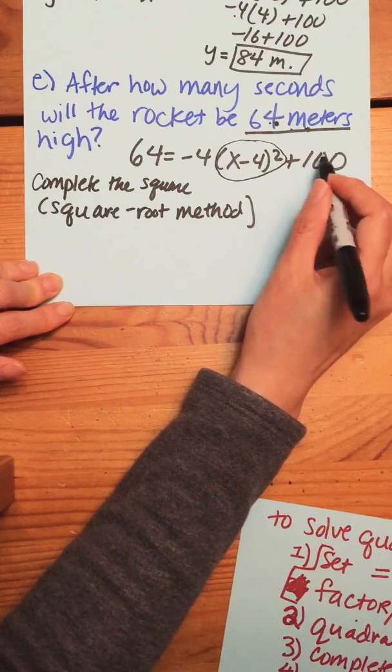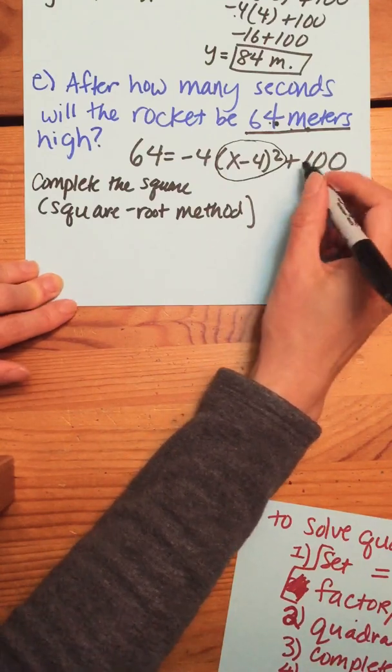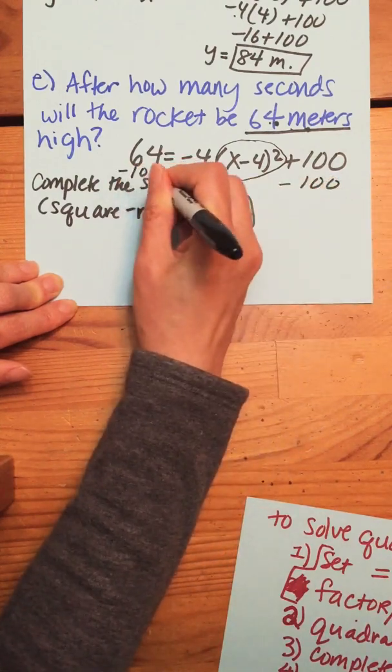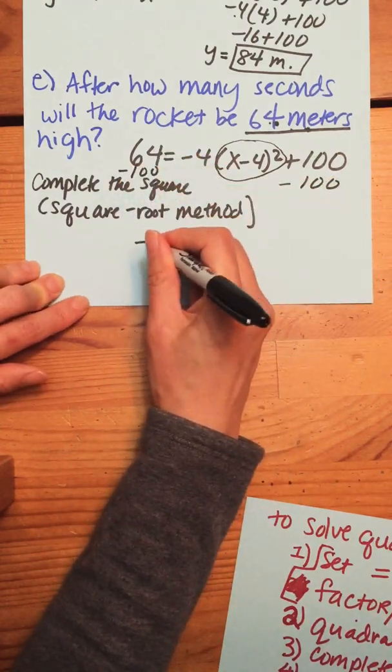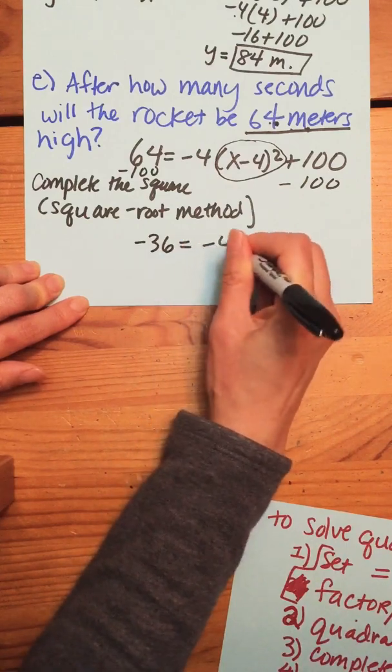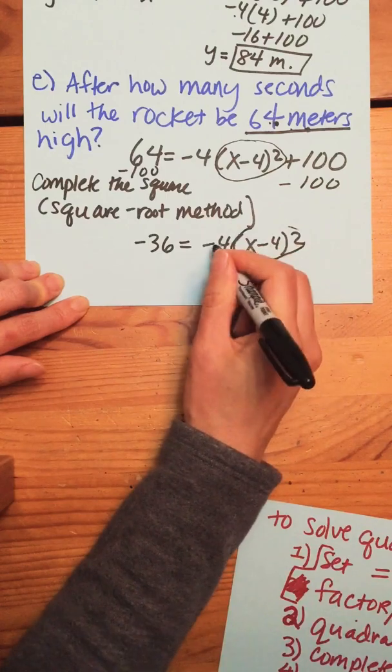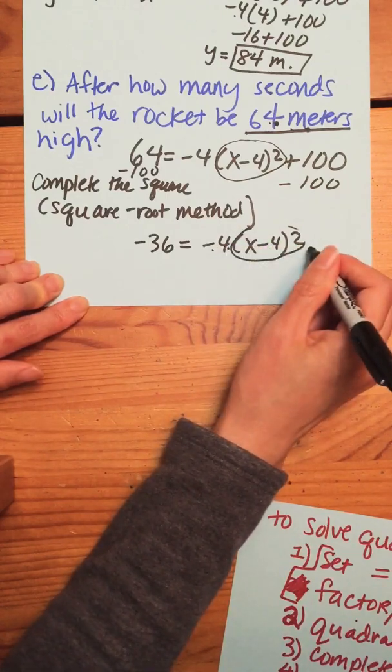So the first thing is you're going to get rid of whatever's added or subtracted outside of the parentheses. So I'm going to subtract this 100 to get rid of it. 64 minus 100 is -36. I'm still trying to get this by itself, so it's -4 times x minus 4 squared.